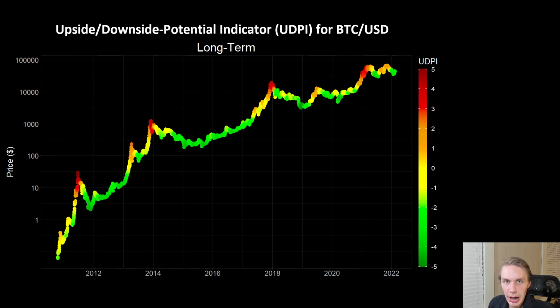Today I want to talk about comparing the UDPI to the RSI in a simulated backtest.